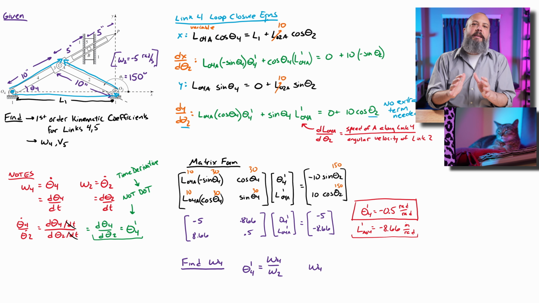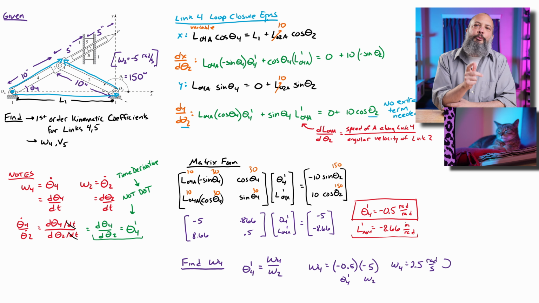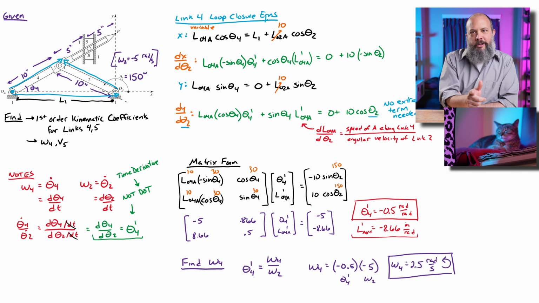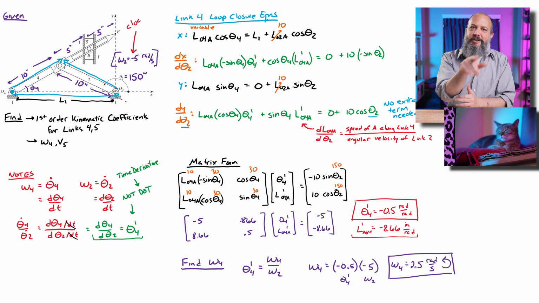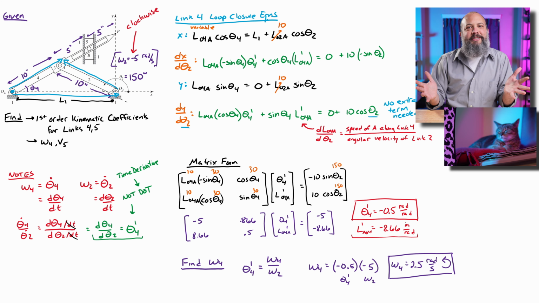So by definition, theta 4 prime is the angular velocity of link 4 divided by the angular velocity of link 2. So I can rearrange that to solve for the angular velocity of link 4: 2.5 radians per second counterclockwise. And that'll be counterclockwise because omega 2 is negative 5 and theta 2 is measured counterclockwise. So negative 5 means it's moving clockwise. So omega 4 will be in the opposite direction.